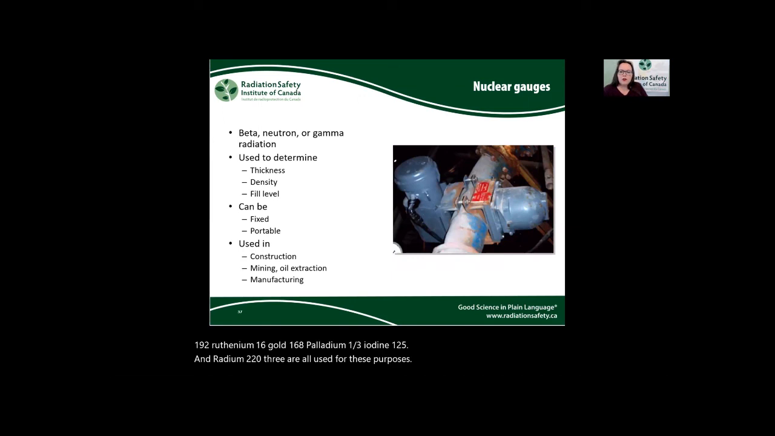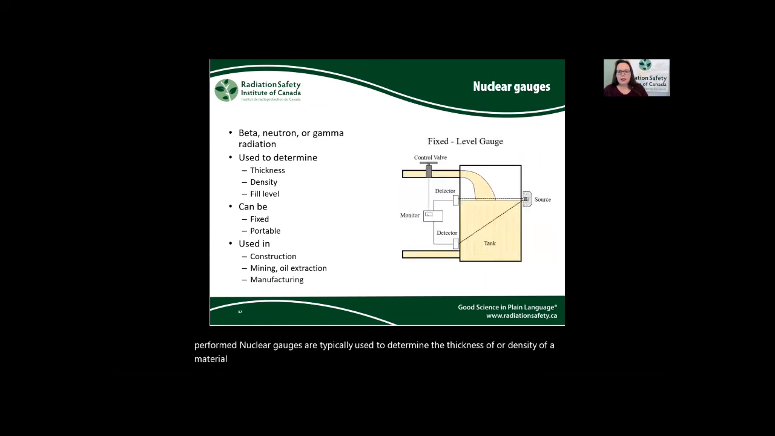One example in industry of use of radiation which could have a different source type to perform a similar job is a nuclear gauge. Previously mentioned, nuclear gauges are devices which contain a shielded radioactive source. They will produce a beam of beta, neutron, or gamma radiation when opened. The source type selected depends on the material the gauge is used on and the task being performed. Nuclear gauges are typically used to determine the thickness or density of a material or the fill level of a tank.